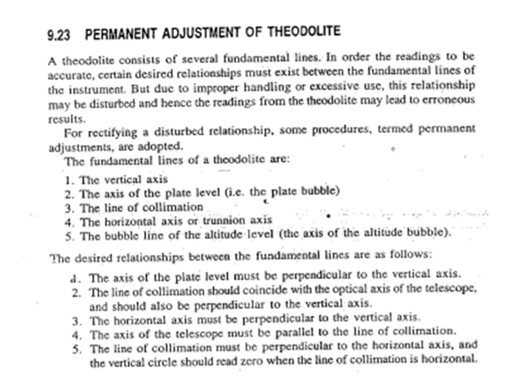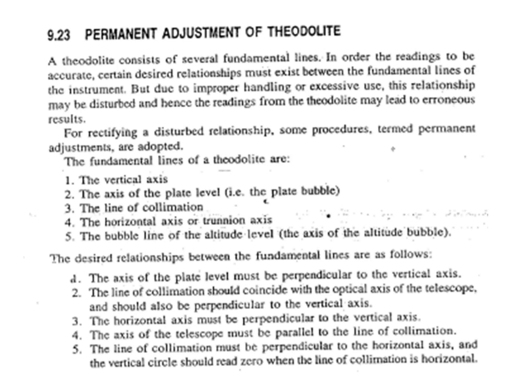The fundamental lines of the theodolite are given below. First is the vertical axis. Second is the axis of plate level, that is the plate bubble. Third is the line of collimation. Fourth is the horizontal axis or trunnion axis. And fifth is the bubble line of the altitude bubble. So these are the 5 fundamental lines, and we are trying to see the desired relationship between them.